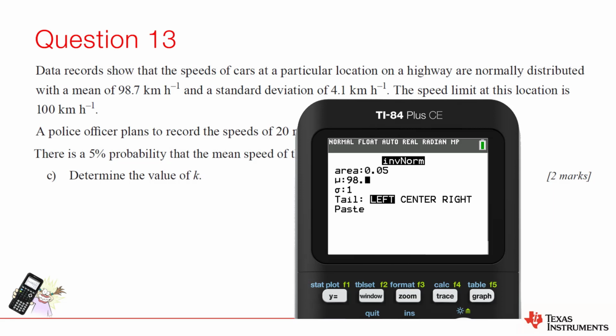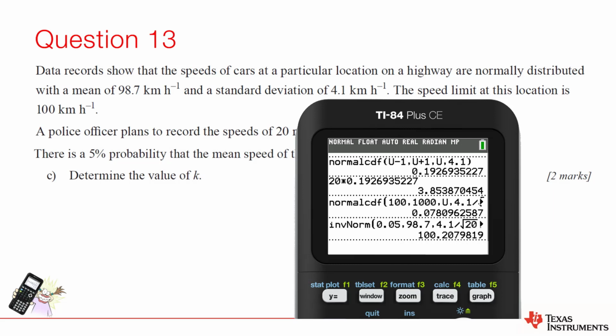We are still talking about a sampling distribution, so we use the population mean and the standard deviation of 4.1 divided by the square root of 20. And we want to work out the region to the right, as the question refers to exceeding this value. This gives us a score of 100.2 kilometers per hour.